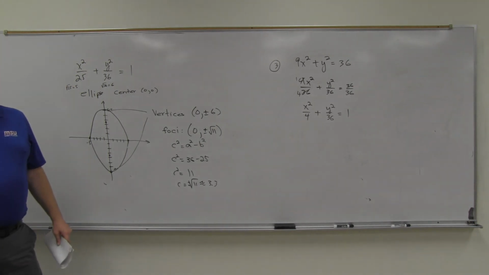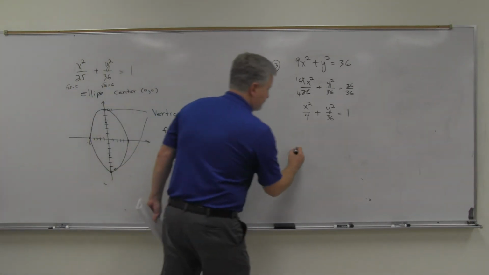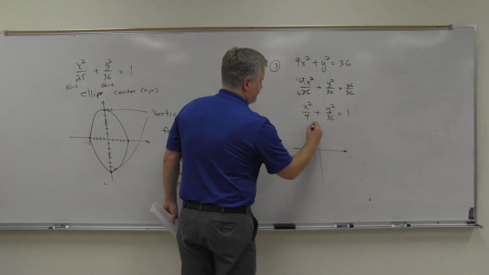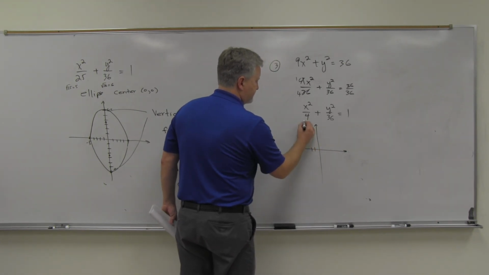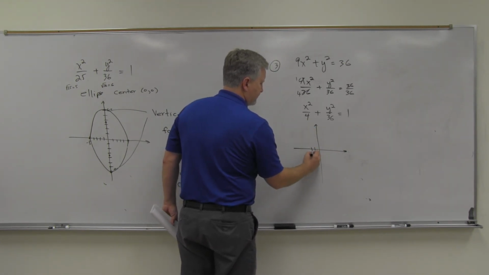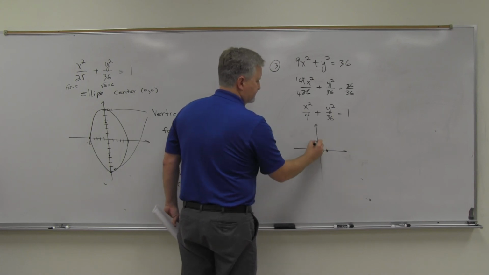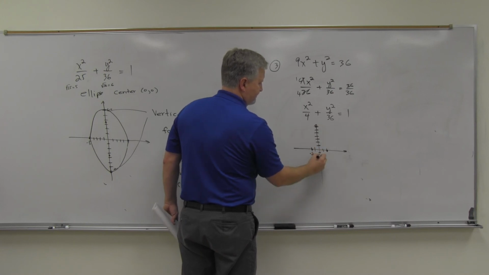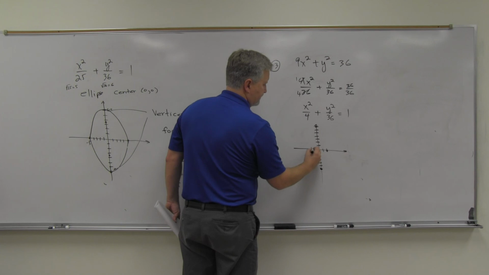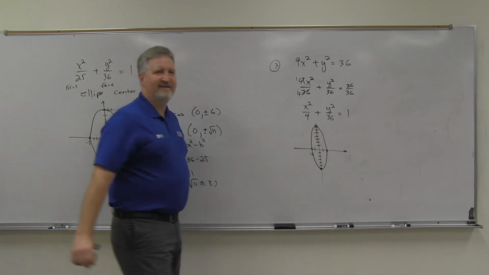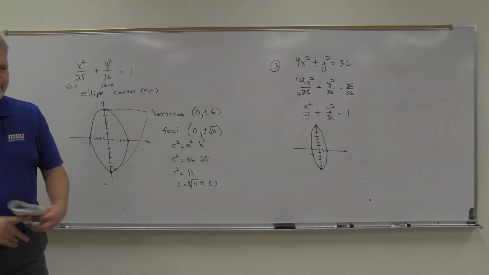Now, we've got this whipped. We can do whatever we want. In the X direction, we go out plus or minus 2, the square root of that. In the Y direction, we go out 6, and then we can do all of our other good stuff: vertices, foci, whatever you want. I can get you there. All right? Okay.